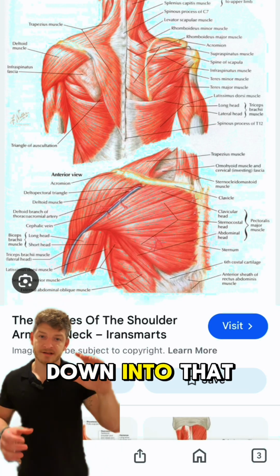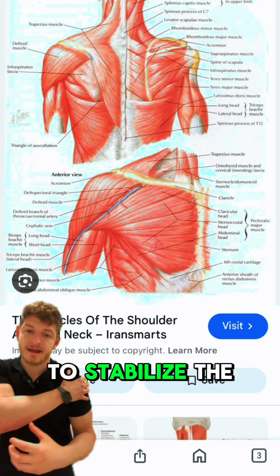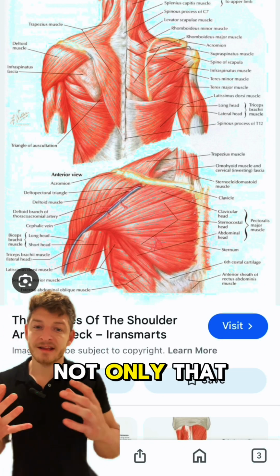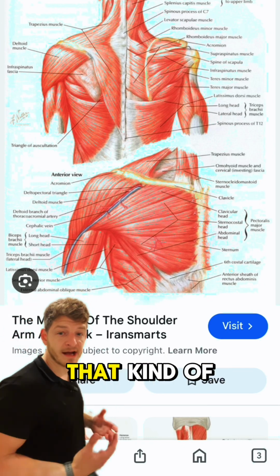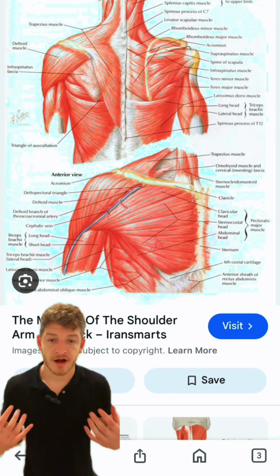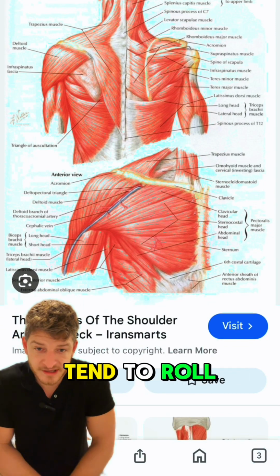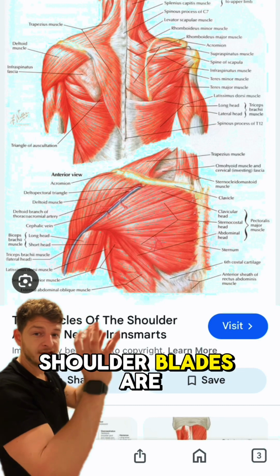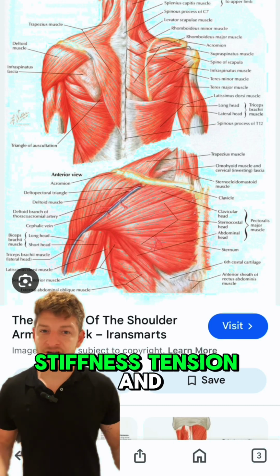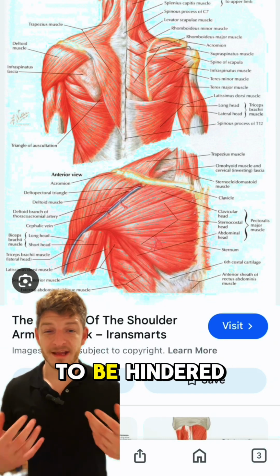When we drop down into the shoulder region, all these muscles are there to basically help stabilize the shoulder so that we can do these big arm movements. Not only that, they all help build good posture. So if you're working a desk job, for example, a lot of the muscles at the front can become quite tight and quite short because the shoulders tend to roll forward, which means the shoulder blades are coming forward. And because of that, we start to get tightness, stiffness, tension, and again, all that mobility of the arm, the shoulders, and the neck will start to be hindered.